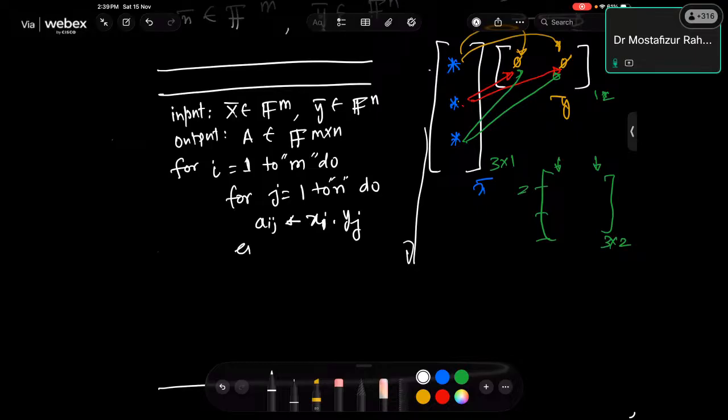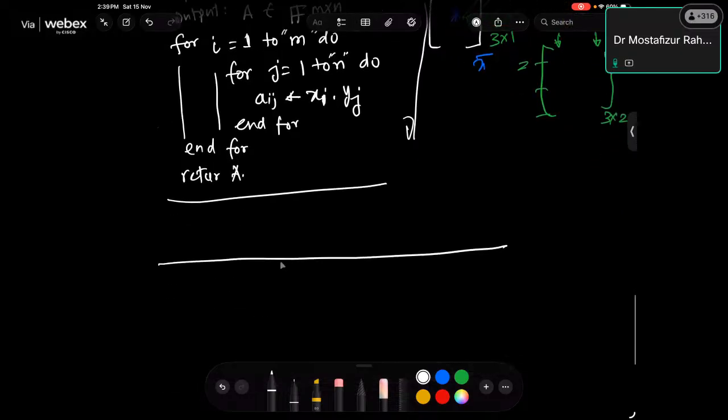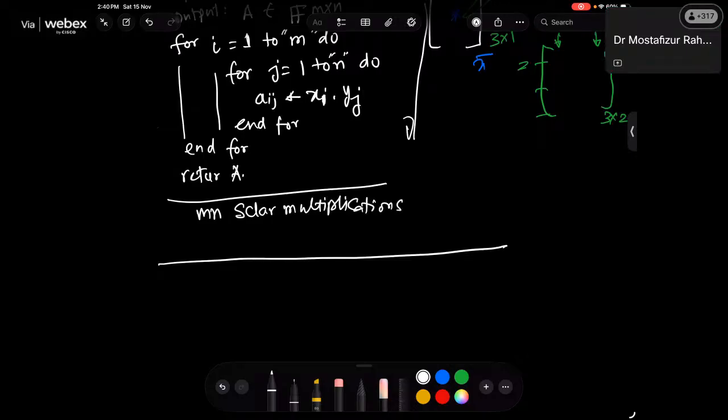Every time, then you need to close the loop for this one, and you need to close the loop for this one, right? So then I can return the matrix A. In this way you can see we have done basically two iterations. And then how many operations have I done? I have done m times n scalar multiplications, right?